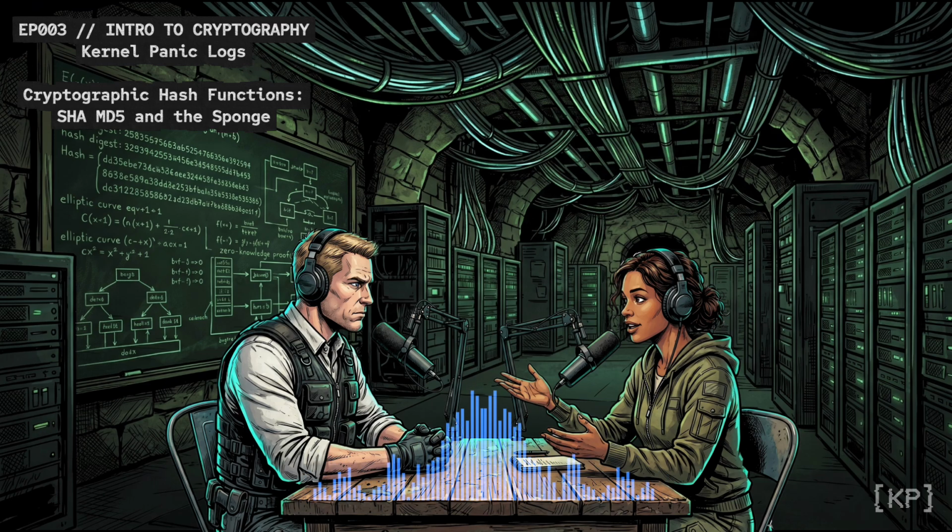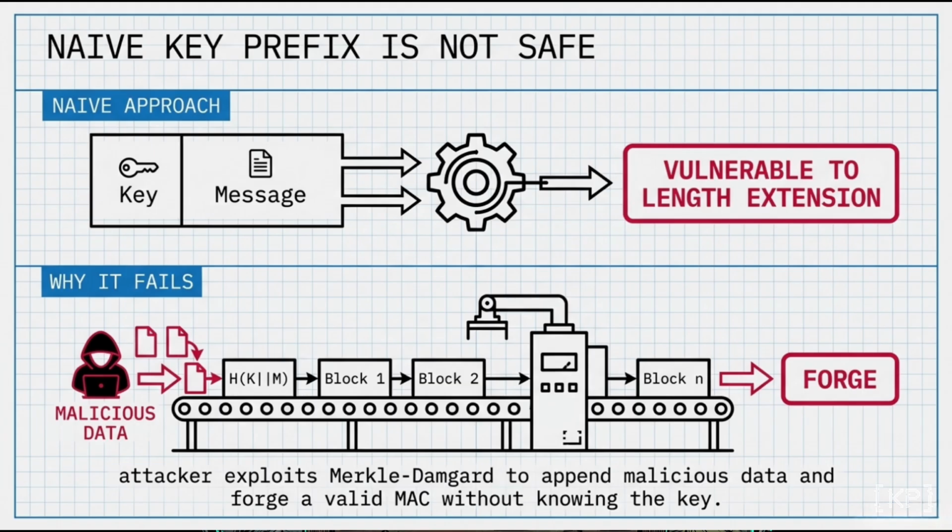Well, wait, we just spent the last 10 minutes talking about the length extension vulnerabilities in SHA-2. If I just glue a secret password to the front of a file and hash them together, an attacker could use the length extension flaw to append data and forge a valid MAC without ever knowing my secret password. They could, which is exactly why you can never just concatenate a key and a message. Okay, so what do we do?